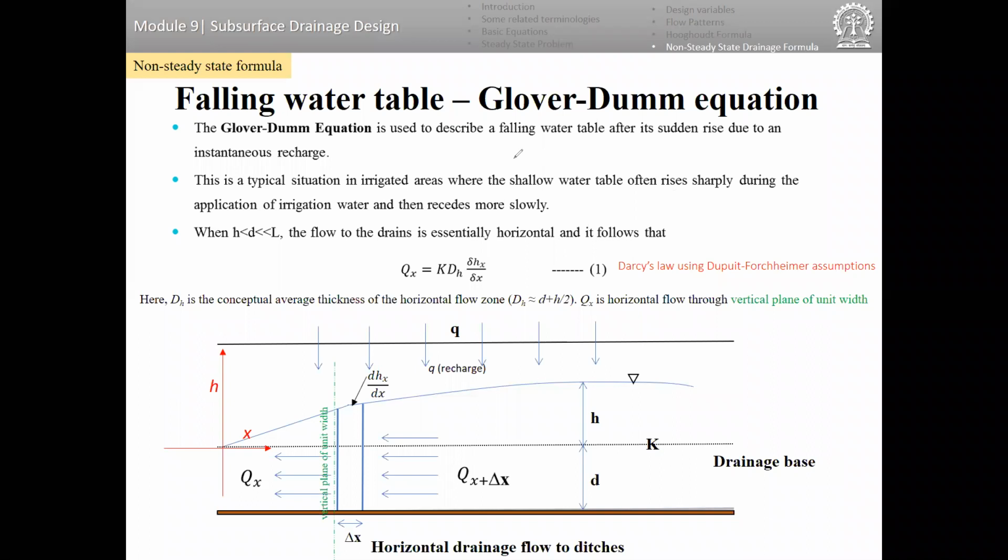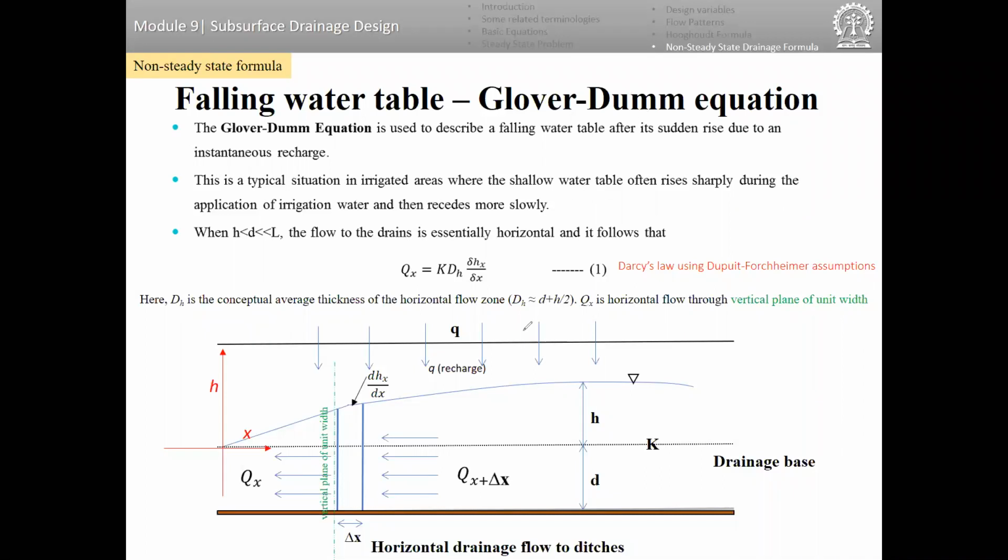So in this approach we are describing the falling water table after it has risen to one particular depth due to instantaneous recharge, and it is slowly falling. This is a typical situation in irrigated areas where the shallow water table often rises sharply during the application of irrigation water and then recedes. Once you apply irrigation, it has risen to one particular level, and then it starts to recede slowly. So this kind of behavior can be modeled with the help of the Glover-Dunn equation.